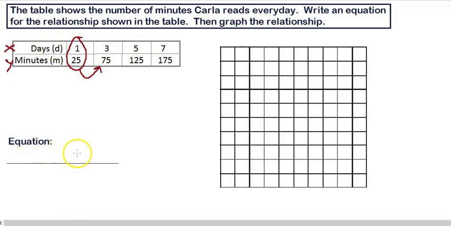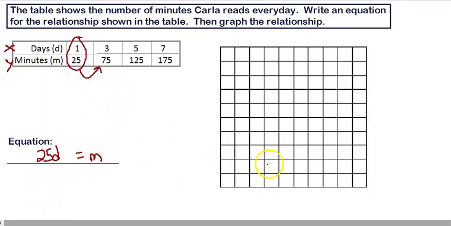When you write the equation, you know the dependent variable stands alone on the other side of the equation. And since we know that it is d being multiplied by 25, I'm just going to put 25d equals m. d is the independent variable, and that is on the main part of the equation. So our equation is 25d equals m. Okay? So now, how are we going to graph this relationship?